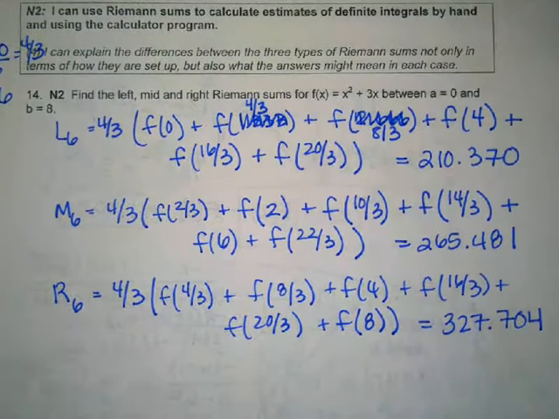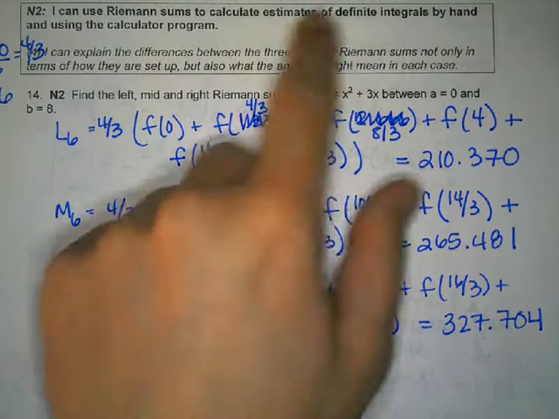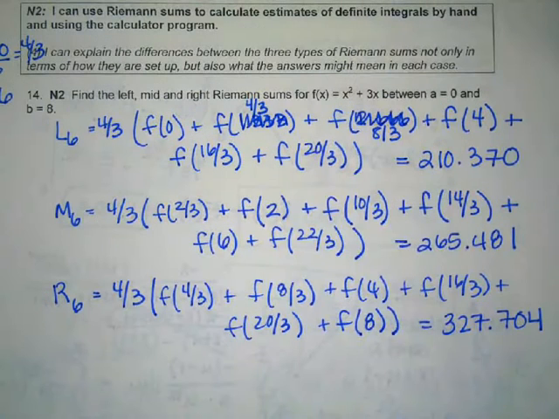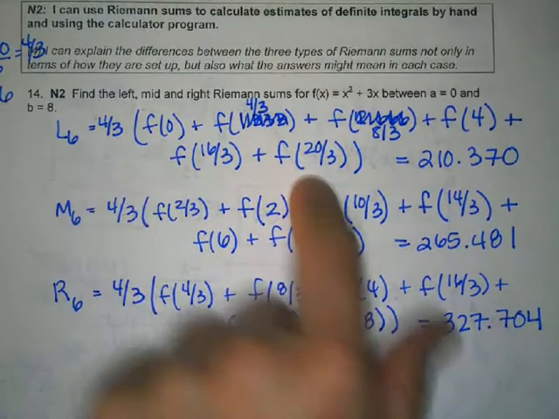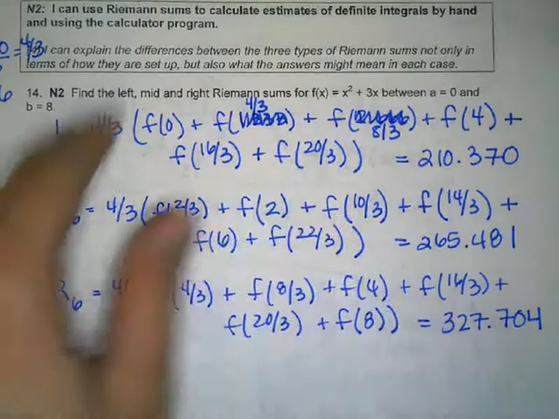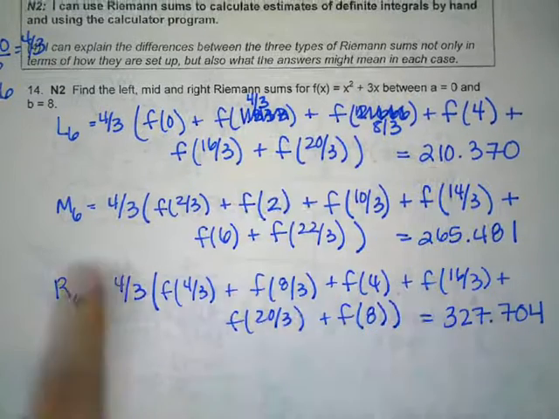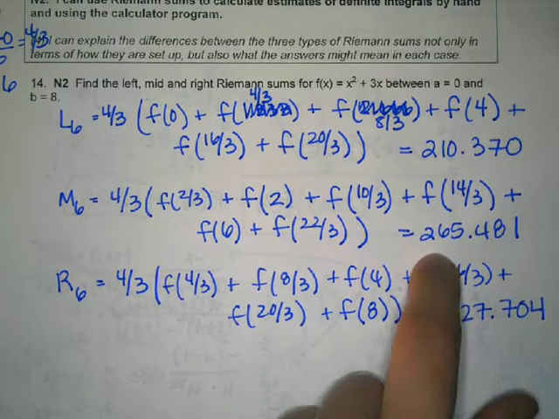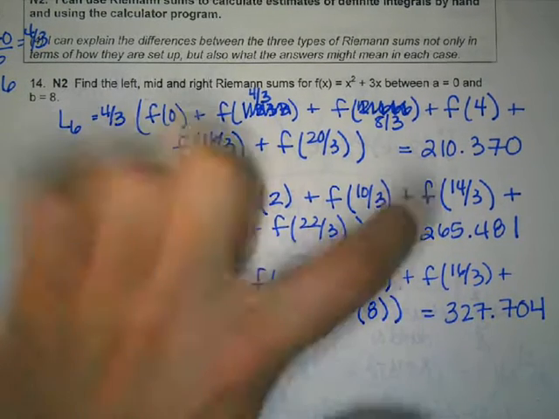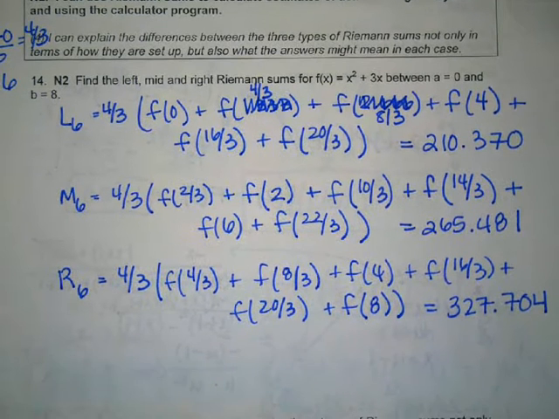So to find these values, I used my table feature on my calculator. I did not use the programs on my calculator, because this would be something where you'd have to show me that you did it by hand. So I'd want to see the y values that you punched out, and then adding all those together and multiplying by 4/3 would give you that. Same thing here, plug those in to find the y values, add all together and multiply by 4/3, gives you that, and then you have those three values once you find your lower, middle, and right sum.